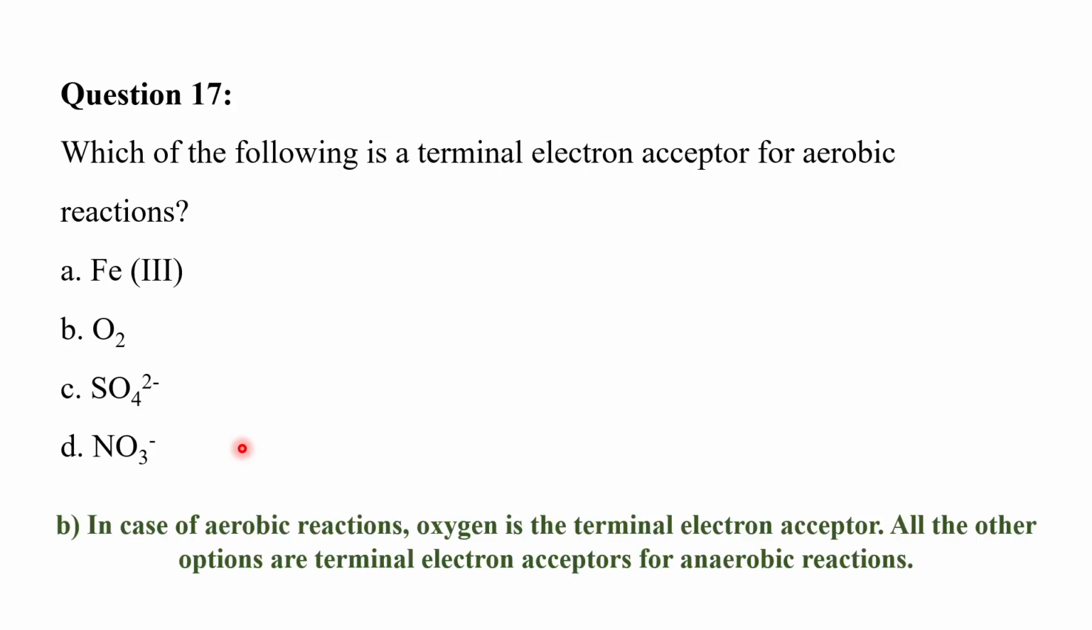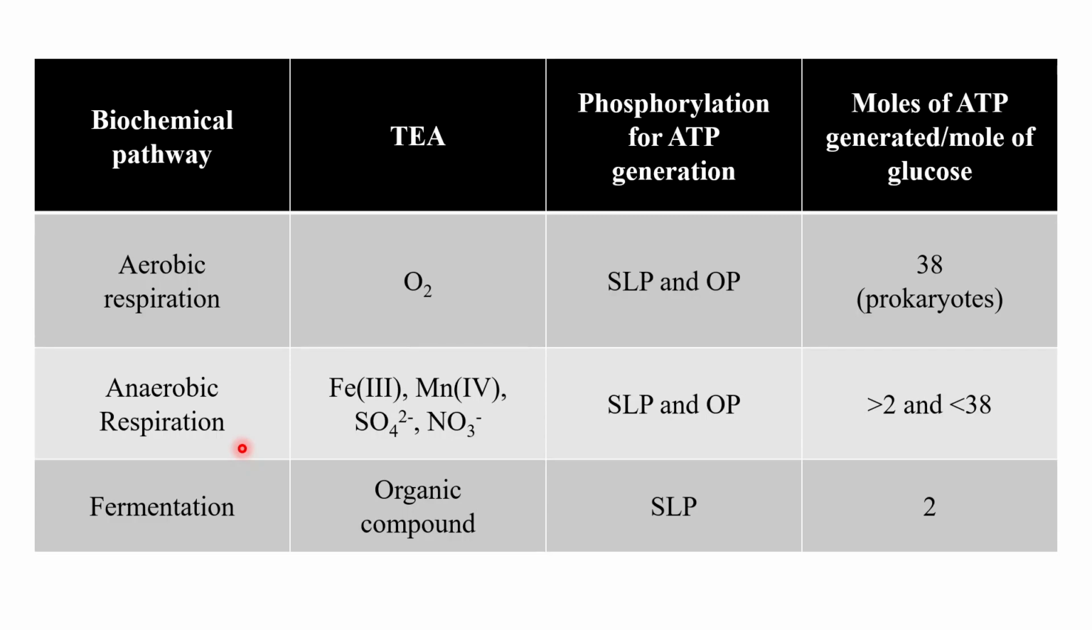Okay. So in case of aerobic respiration or aerobic reaction, oxygen is the terminal electron acceptor. So if you see, there can be three options: aerobic respiration, anaerobic respiration, and fermentation. So in case of aerobic respiration, the terminal electron acceptor is oxygen. In case of anaerobic respiration, the terminal electron acceptor can be any of the metal ions, iron, manganese, or it can be sulfate ion or a nitrate ion. In case of fermentation, it is the organic compounds.